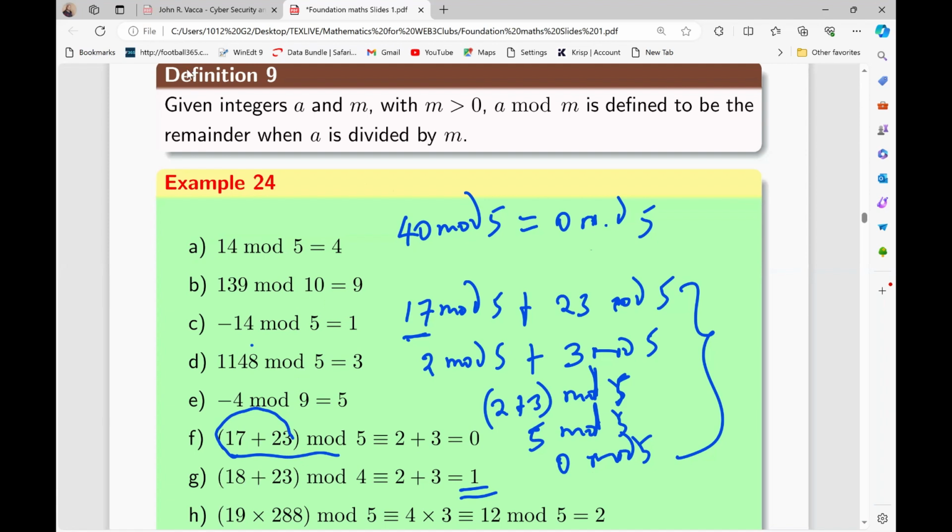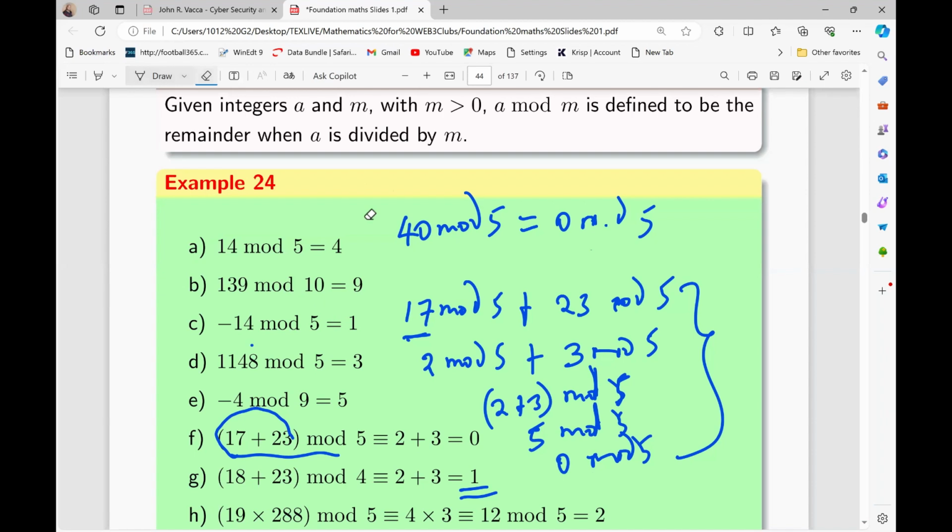Or if you want, you can expand. So dealing with the mod is very easy once you know how to deal with the integers.